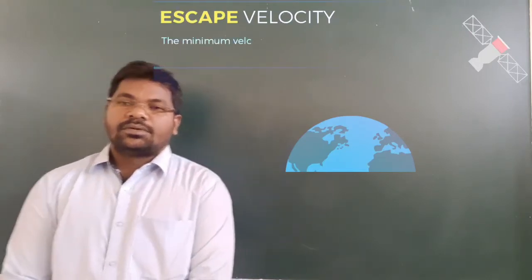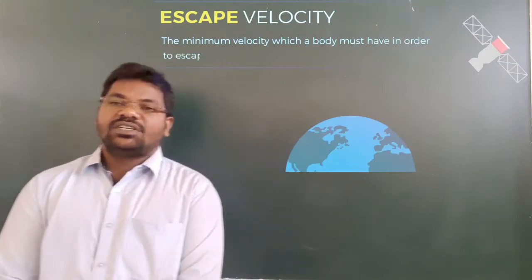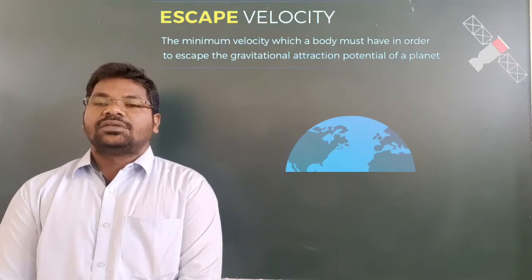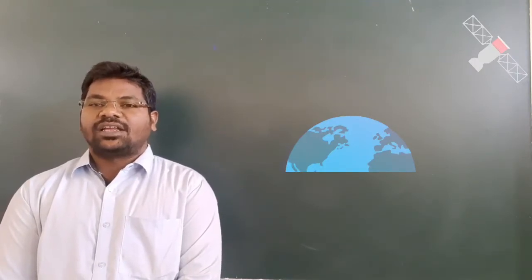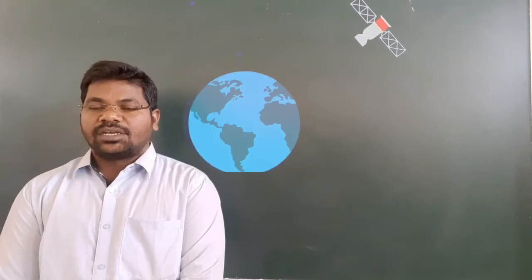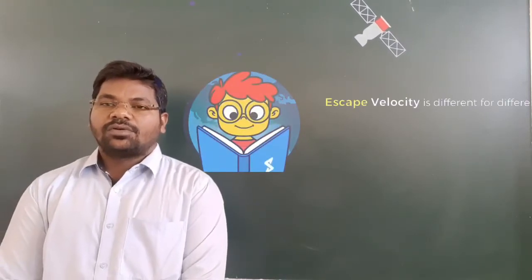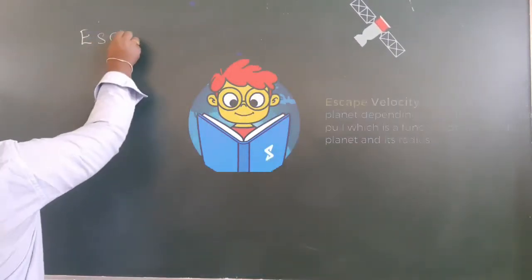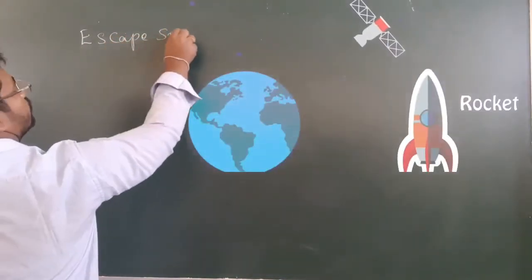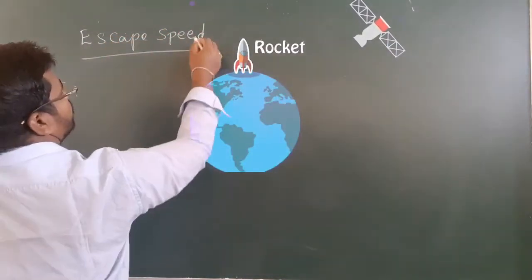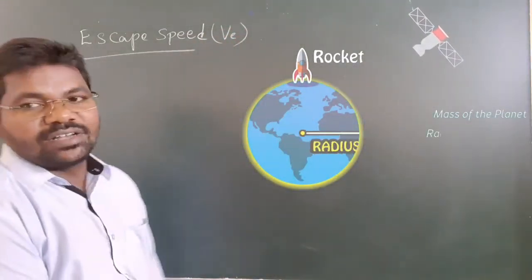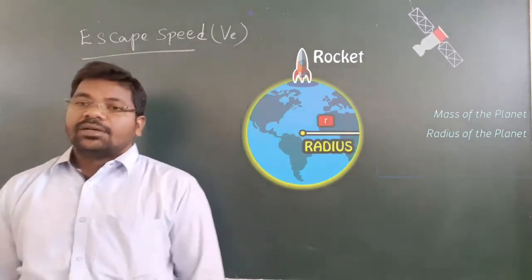Yesterday, in the previous video, we already discussed gravitation, gravitational potential energy and gravitational potential. Now we are going to discuss escape speed. Escape speed is denoted V suffix E.